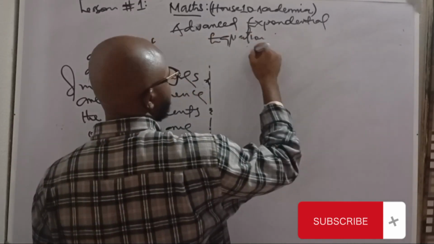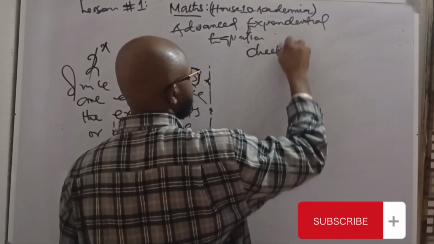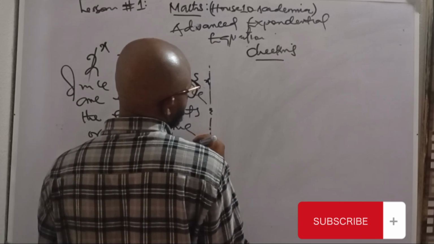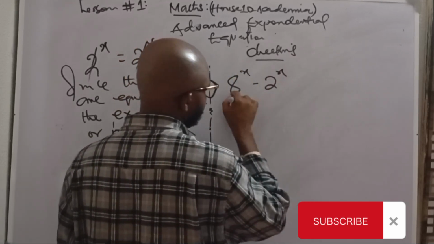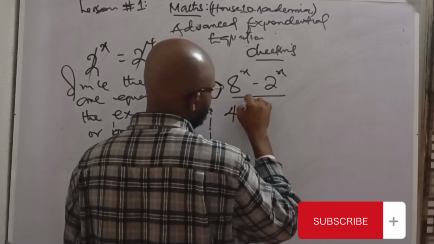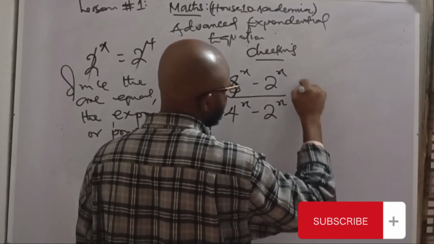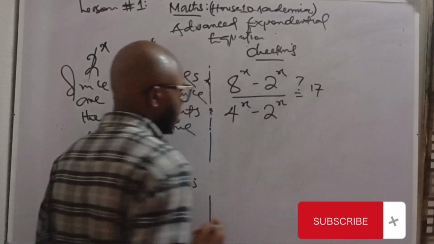So we have checking. We have (8^x − 2^x) over (4^x − 2^x) equals, is it equal to 17? And this is the argument.